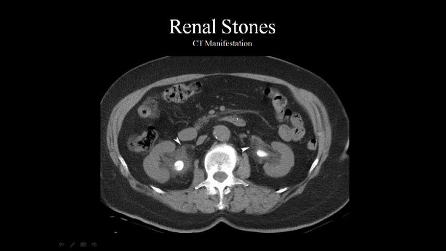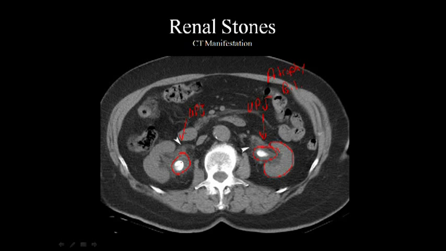Here we have bilateral calculi in the UPJ. So notice that this is UPJ for both. This one has a more oblong appearance. We see that the kidneys are very small, and actually this patient may suffer from atrophy, bilateral for both kidneys, because they're very small in relationship to the patient's body habitus.